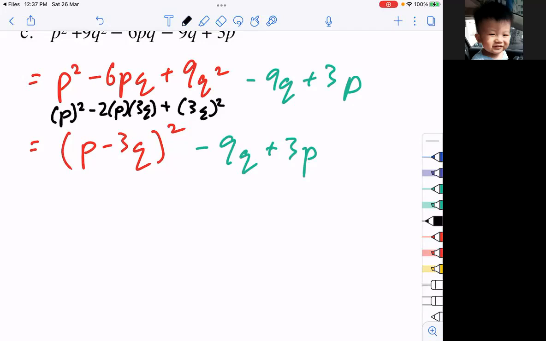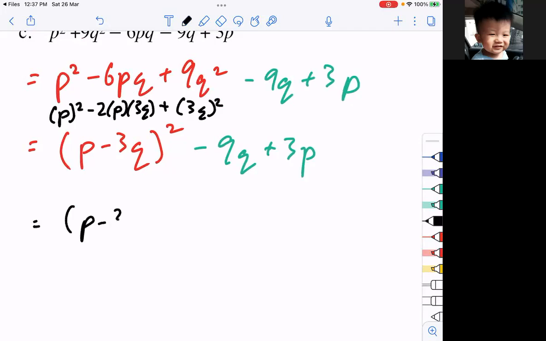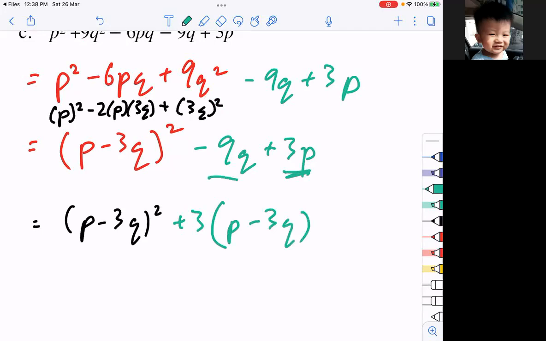The red guy, don't touch already. Red guy cannot do, so I copy. What can I do with the turquoise parts? Factorize 3. So I will go ahead and do it. I'll factorize a positive 3. And then I'll write, look at the screen, the last term first. So it's P minus 3Q. I just flip the position for convenience, because there's no particular order. I can write plus 3P first, I can write minus 9Q first, no difference. So I chose to write the P term first.